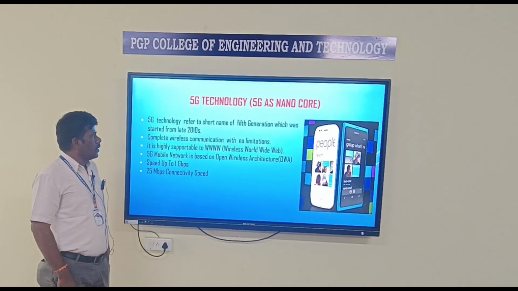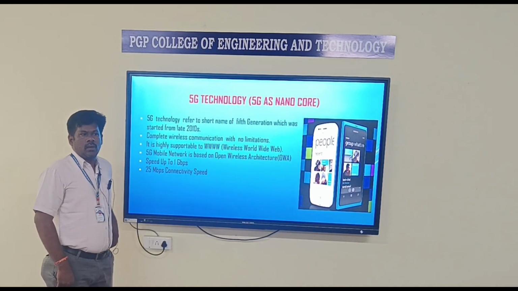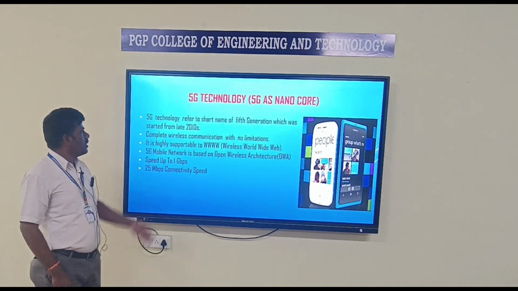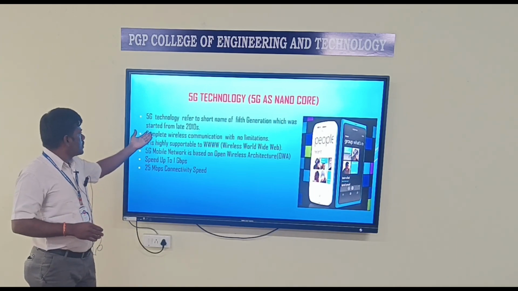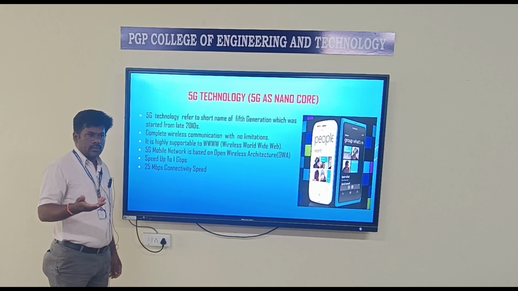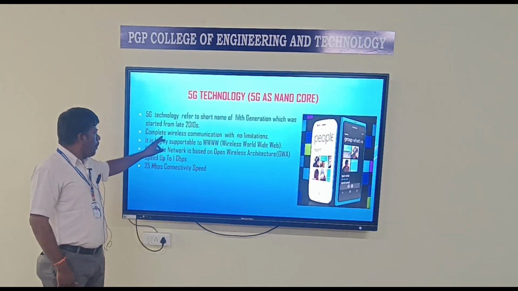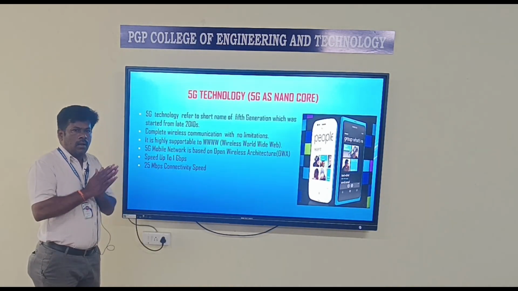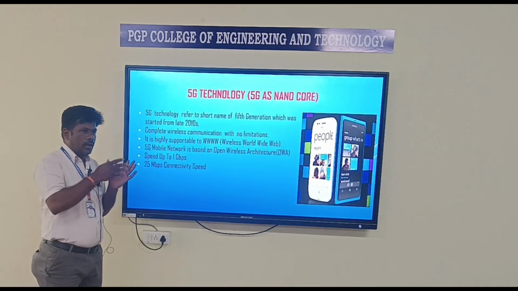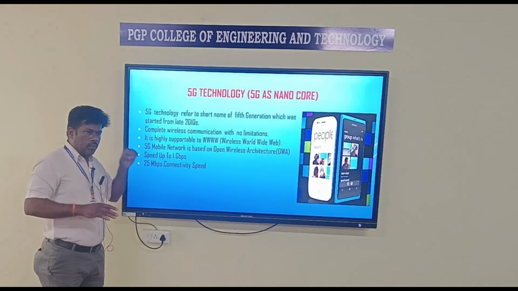So, 5G technology. At present it is available globally, and most countries have adopted it. 5G is the short name for the 5th generation, which was started in late 2010, but we got it available in 2020, I think. Communication is completely wireless with no limitation; the entire network involves no other network, only wireless communication, and all the connections are made through it.